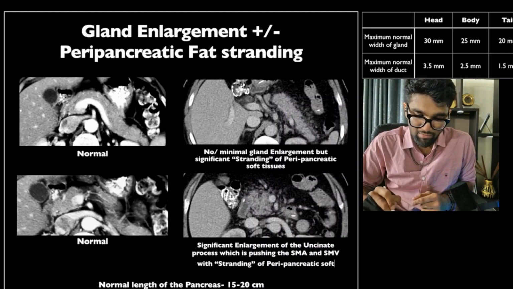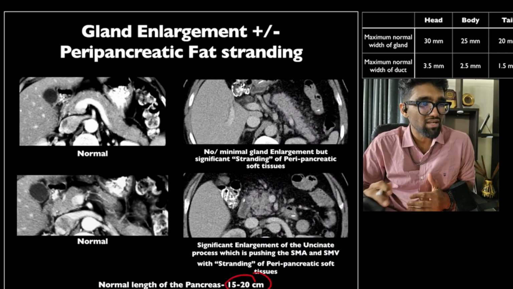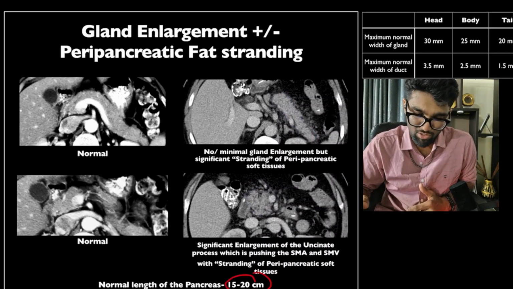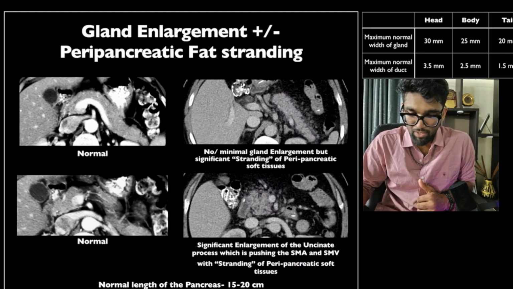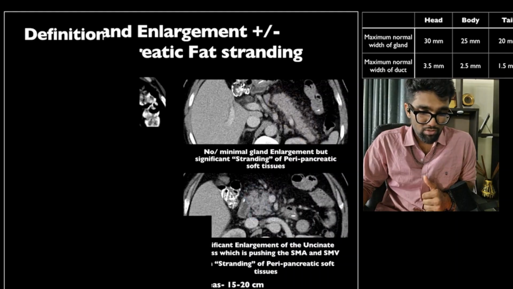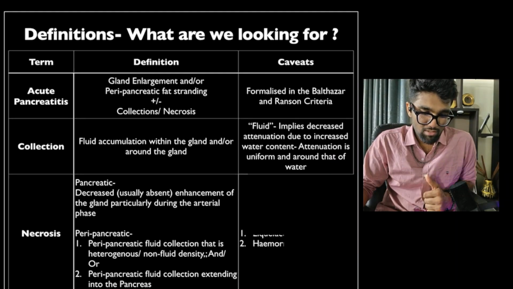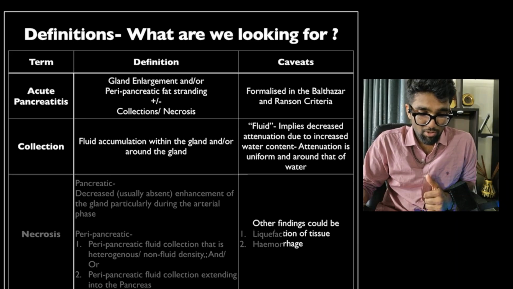Now the normal length of the pancreas is 15 to 20 centimeters. The increase in length of the pancreas is not very easily discernible, so it's not something that we normally say. Okay. So as we can see, I've highlighted the abnormal tissues. Now the next thing that we'll talk about is what a collection is.